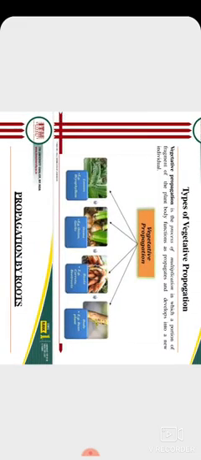Now, what is vegetative propagation? It is the process of multiplication in which a portion or fragment, meaning any part of the plant, propagates and develops into a new individual. Okay, this is vegetative propagation. Now what are its types? I told you that it can develop through leaves, stems, roots or buds.